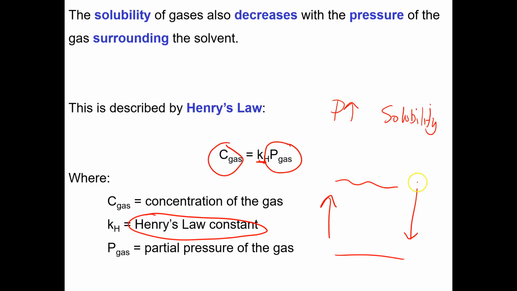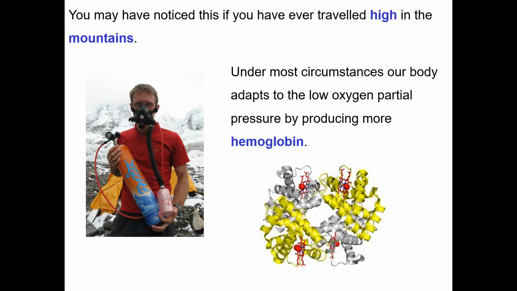So divers experience this, and they have to account for it when they increase their pressure by diving deep in the ocean. Of course, the opposite is true. If you travel high into the mountains, you might get a little bit of altitude sickness and start feeling weak, and that's because the surrounding pressure has decreased, and the oxygen levels in your blood as a result will decrease.